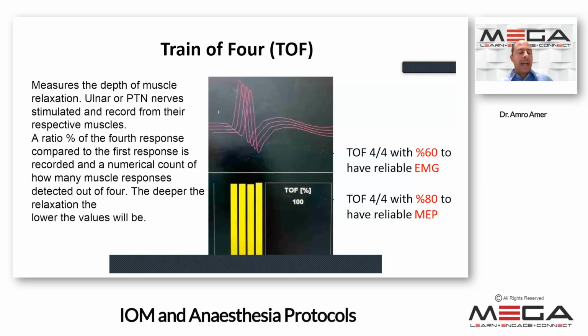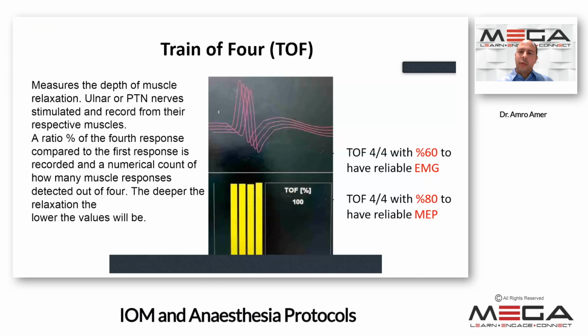I have a lot of experience with anesthesiologists saying, "Oh, the patient is fine. I have 4 twitches. I can see it visually." Yes, but the train of four ratio is actually less than 60%. So that will affect my signal.